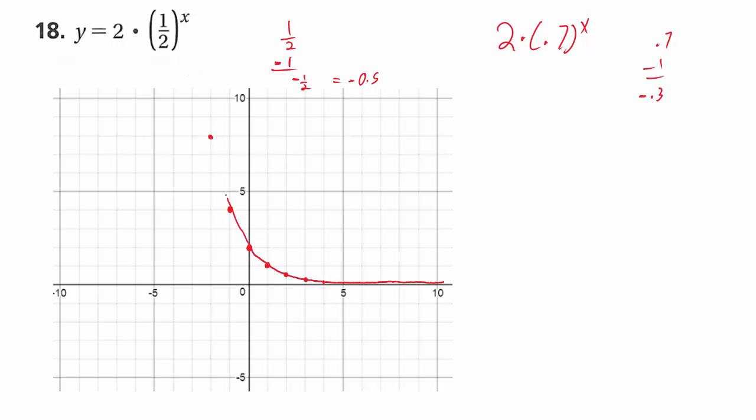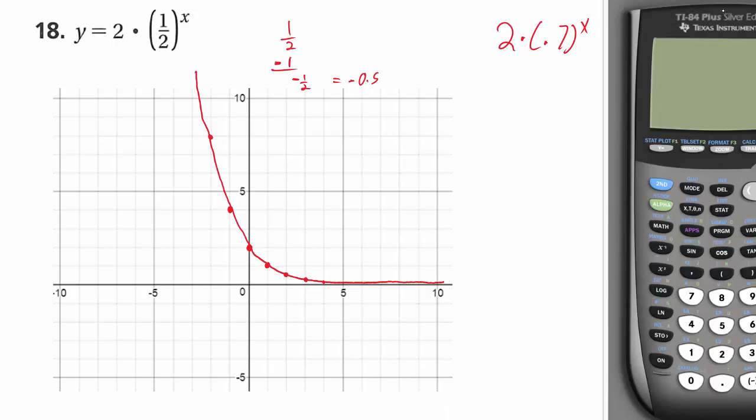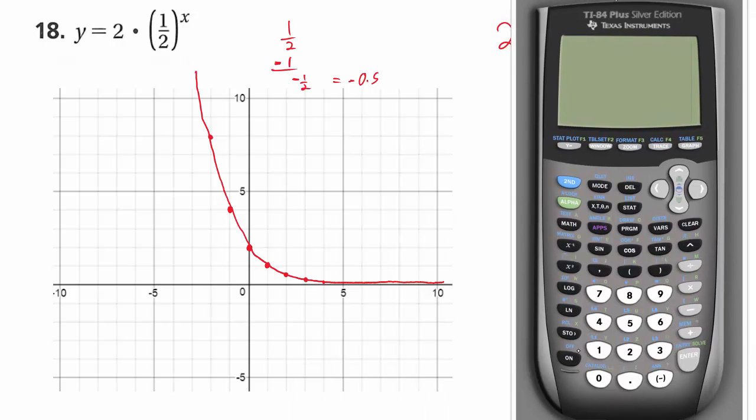But I'm guessing this is what my function would do. I don't have to guess. You can use your calculator to evaluate those exact values. You can use a table if you want, or you can do it in your home screen. Sure enough, if I do 2 times 1/2 to the negative 1, you get 4. And if I do 2 times 1/2 raised to the negative 2, sure enough, I get 8.